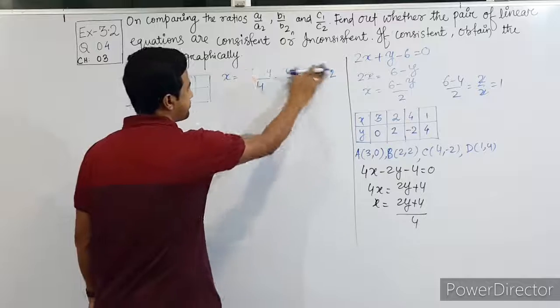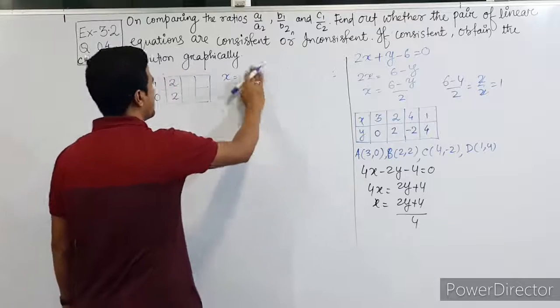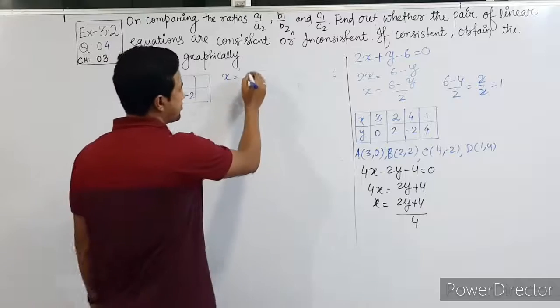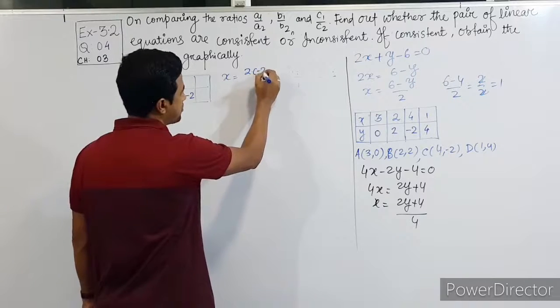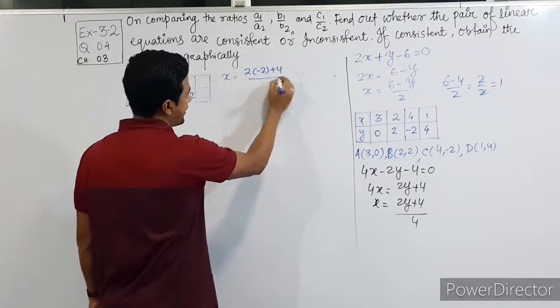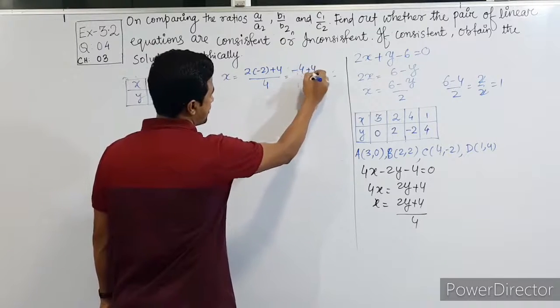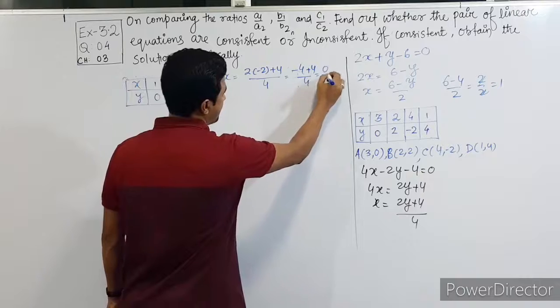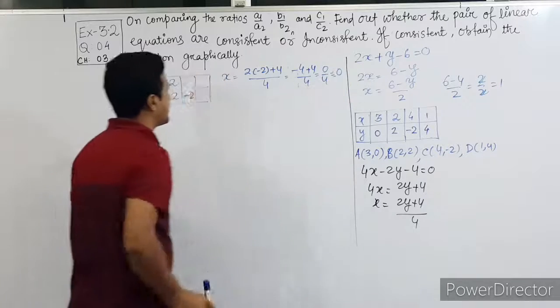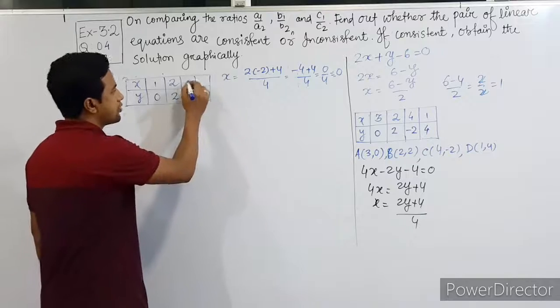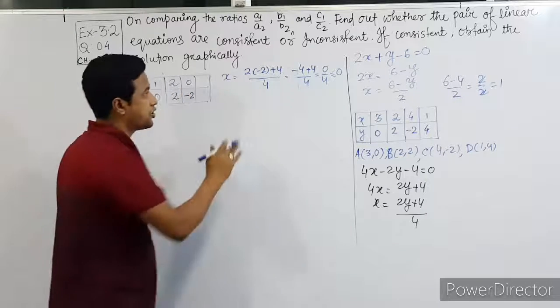If I take y is equal to minus 2, what will I get? (2 into minus 2 plus 4) divided by 4. I get minus 4 plus 4 by 4, that is 0 by 4, I get 0. If the value of y is equal to minus 2, I get 0. Let's go for the last point.